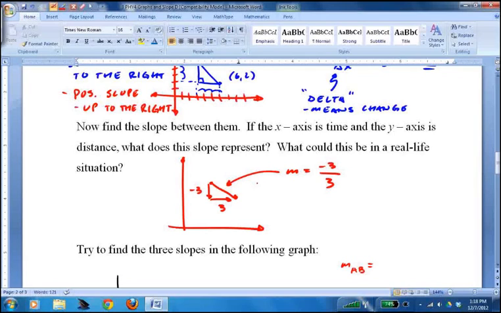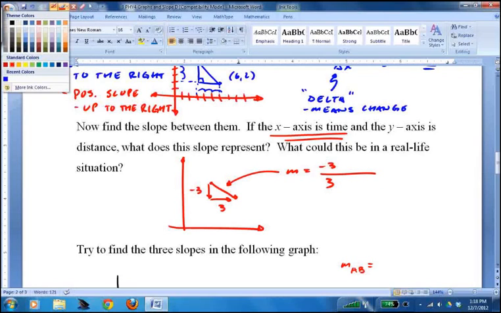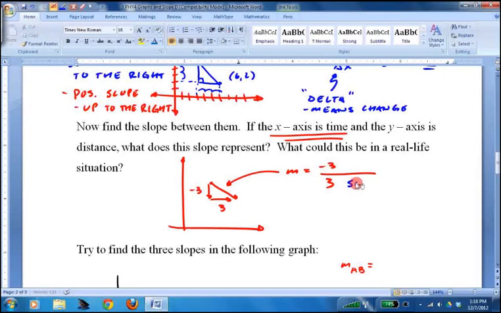Now, what if the x-axis is time? So we fill this out with units, seconds, and the y-axis is distance, meters. We'd get a slope of -1 meters per second, which is a velocity, a speed. So when we look at a graph, don't just look at the numbers, look at the units, the y units over the x units.